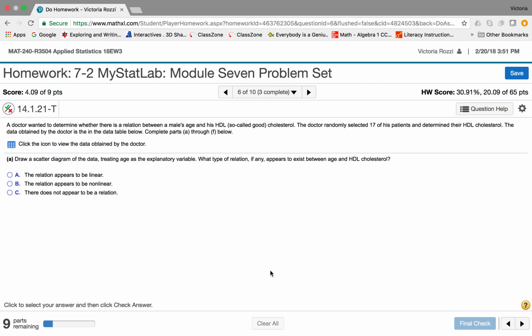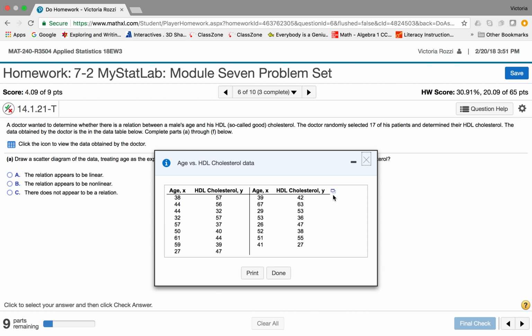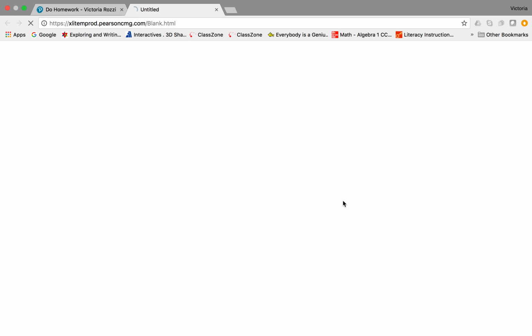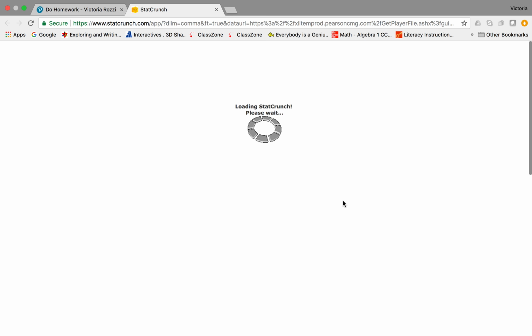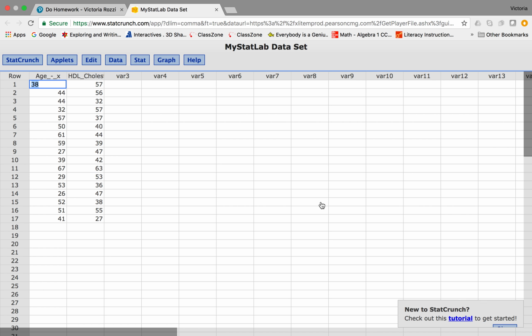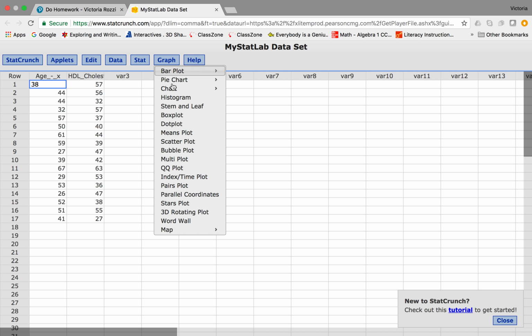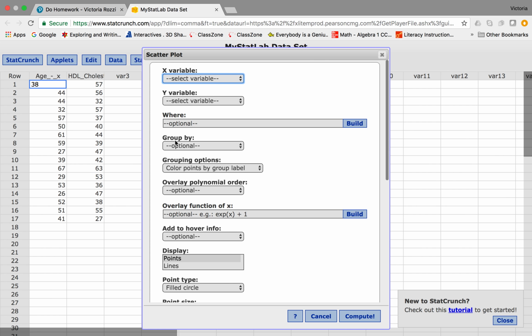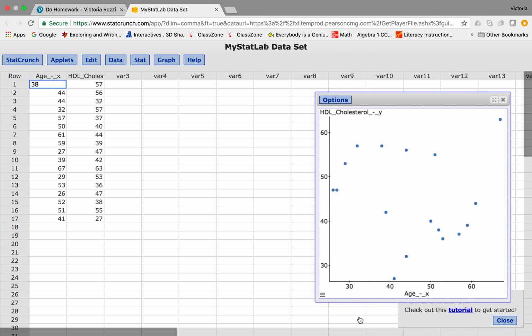So first of all, to figure out if the relationship has some sort of linear relation, you're first going to click on the data, and then if you click this little icon, you can open it in StatCrunch. Now to actually make your scatter plot, so there's our data, we're going to click Graph and Scatter Plot, and then you can choose your X variable of age and your Y variable of the HDL cholesterol, and click Compute. And as you can see here, there really isn't a linear pattern.